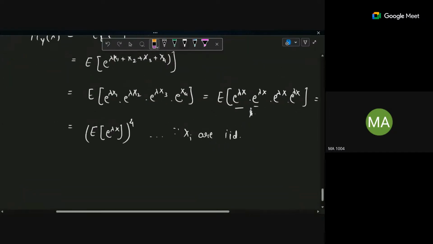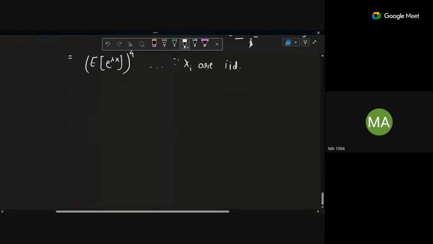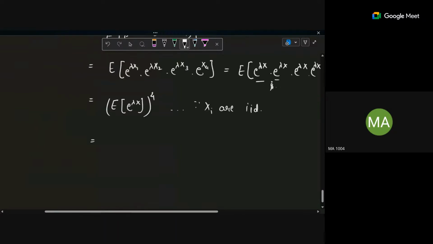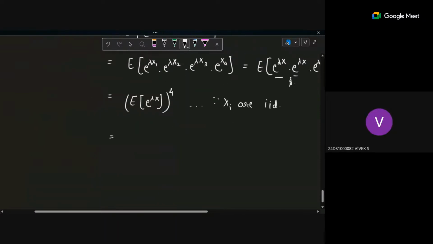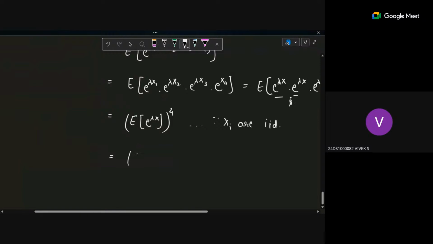Okay, so expectation of e power lambda X raised to the power 4, what is the expectation? It is given, right? Ma'am, one doubt here. Why are we not writing it as e power 4X lambda, but we are writing e power lambda X whole power 4?